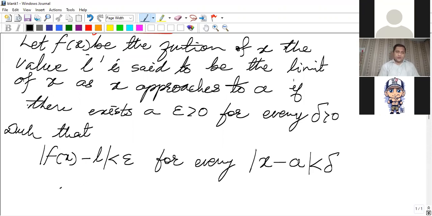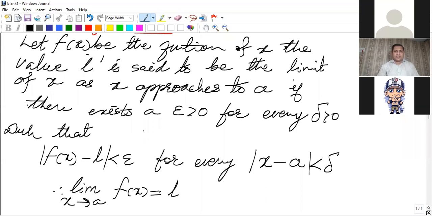Or usually we write this as limit x tends to a, f of x is equal to L. This is the way you might have seen it most of the time, but actually what it means is like this.